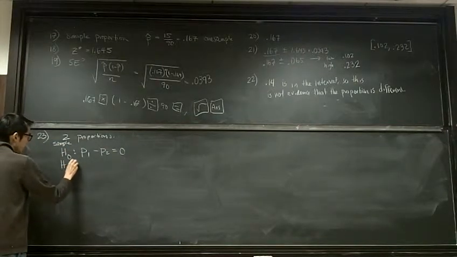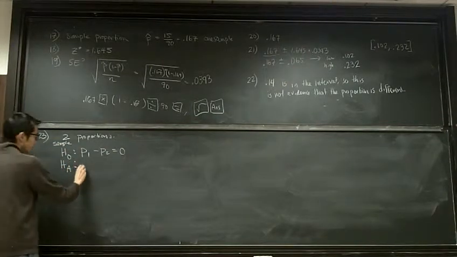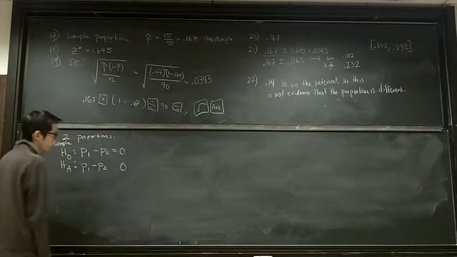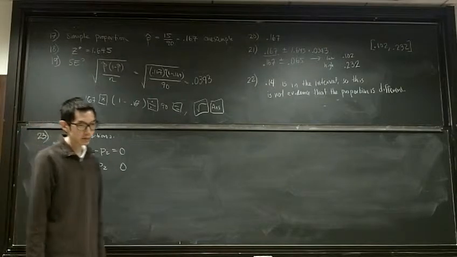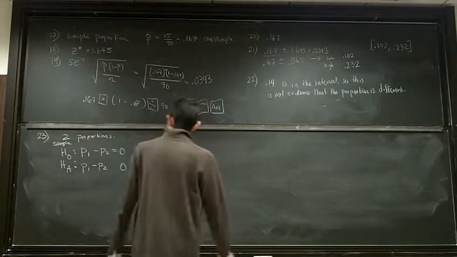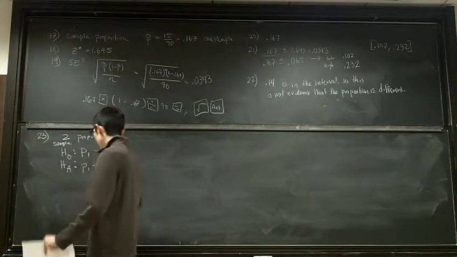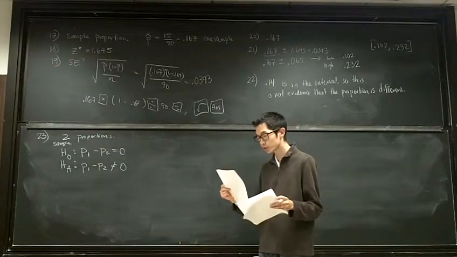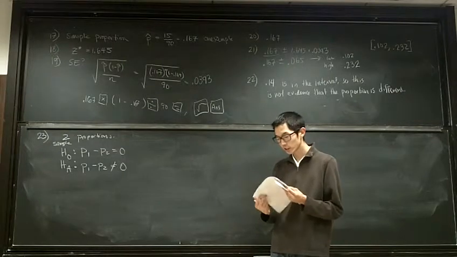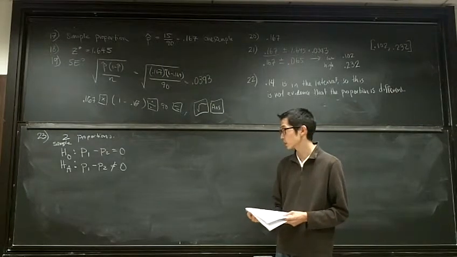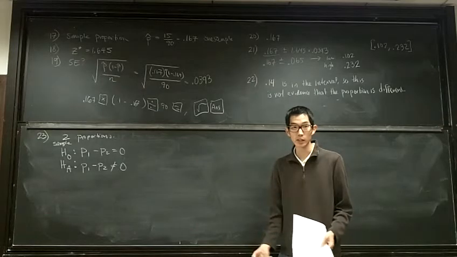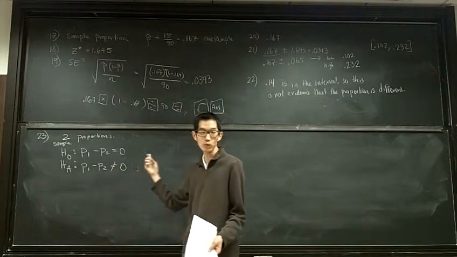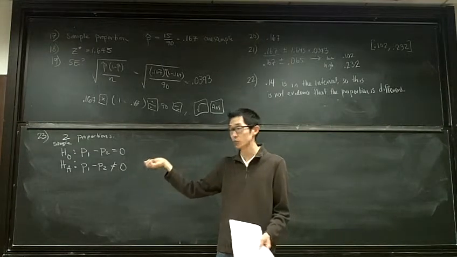And my alternative is going to be P1 minus P2 and then something 0. Am I going to put greater than, less than, or not equal to? Not equal to, because the question says, is this evidence that the proportions are different? Do they have different proportions of cherry flavored candies? So we're putting a not equal to sign there. And notice we're using P's, not P hats, not mu's. P's for proportions.